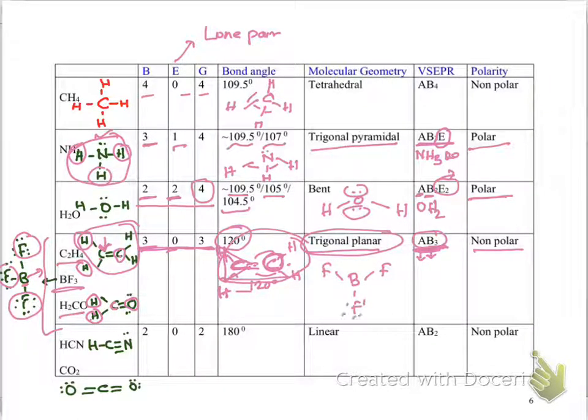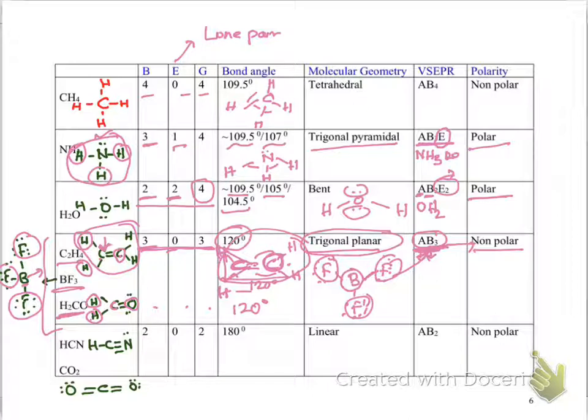And then can I say it's AB3? Yes. Central atom bonded to 3 same atoms. That means, if I can call it AB3, I can say this is nonpolar. Looking at H2CO, yes, 3-0-3 combination, 120 degree angle.